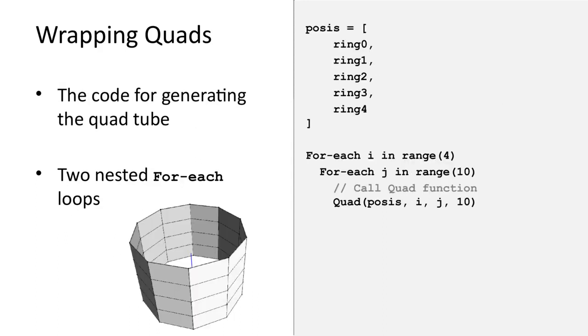Finally, this code creates the tube of quads. It consists of 2 nested loops. Inside the inner loop the quad function is called. Next, let's look at some more complex examples.